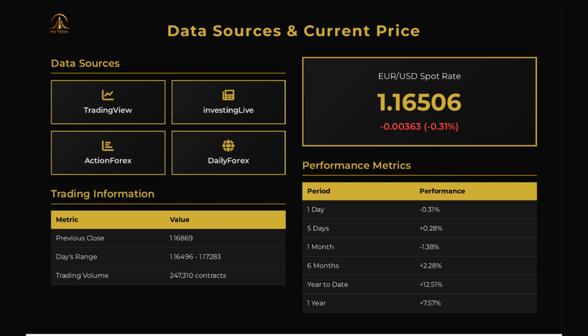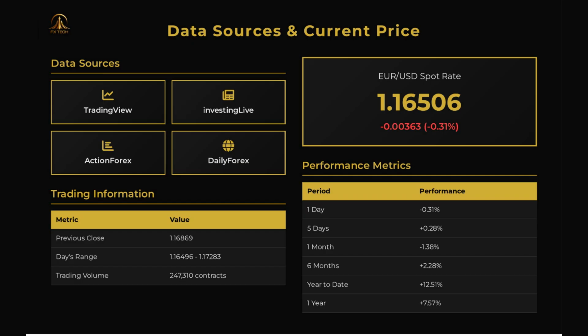Our analysis draws from 4 premier Forex data sources. TradingView provides real-time charting and technical indicators. Investing Live offers expert technical analysis from Greg Michalowski. Action Forex delivers comprehensive market outlooks, while Daily Forex contributes insights from Christopher Lewis.